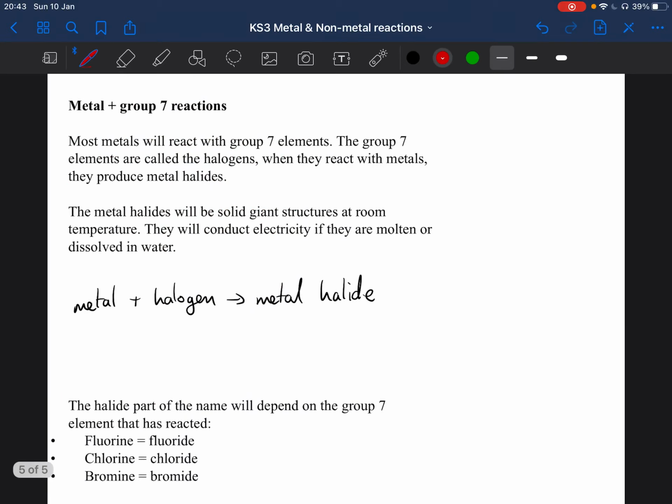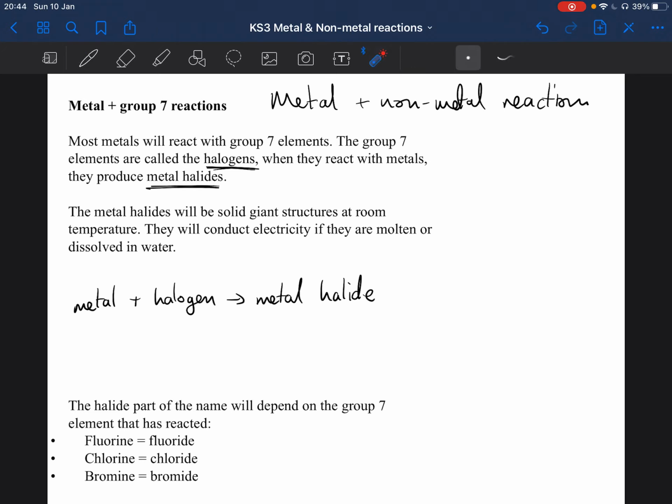Okay, guys, the next set of reactions that I wanted to show you are our metals reacting with group 7s. So this is actually a metal and non-metal reaction because group 7 elements are non-metals. So let's have a look. What we've got is our group 7 elements, which are called halogens. And when they react with our metals, they produce a metal halide. So the reaction happens something like this. Your metal and your halogen are added together and they react. And when they react, they produce a metal halide.